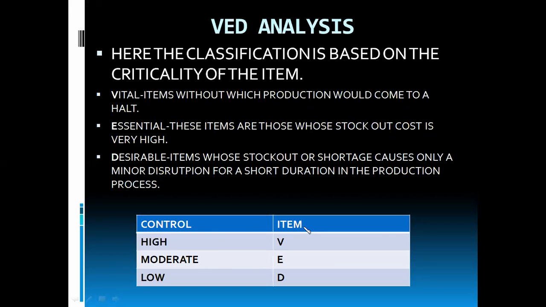The item which is more important, very much critical, or without which the production cannot be started, those items will come under vital items, and you need to exercise more control over these items. Desirable, that is the third one. Desirable items are those whose stock out or shortage will cause only a minor disruption. मतलब इसके बिना भी production will not be much affected. So much control is not required in desirable items. That is VED analysis. This much we had covered.